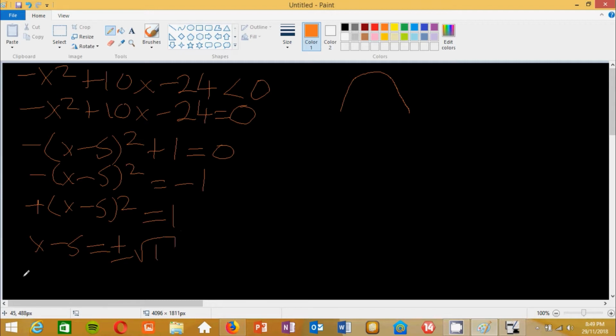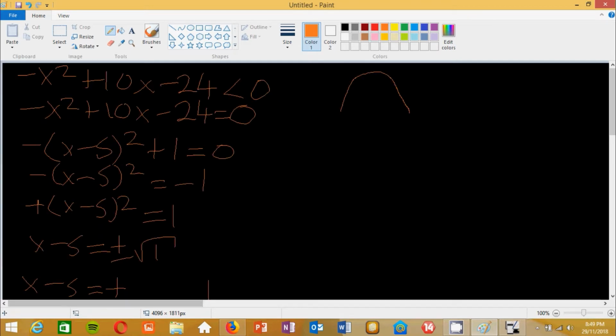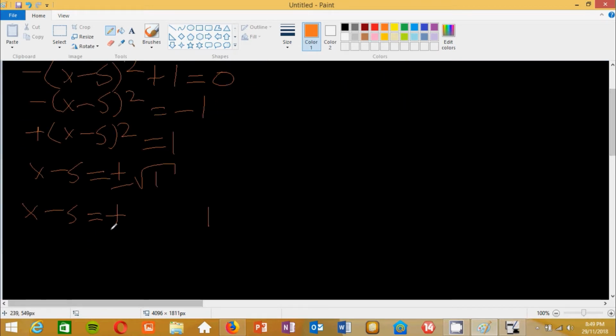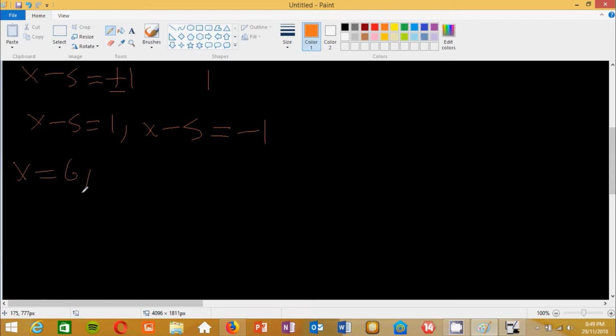Which just implies that x minus 5 is equal to plus or minus 1. Why? Because the square root of 1 is just 1. So in other words, x minus 5 is going to be equal to 1, and x minus 5 is going to be equal to negative 1. So x is equal to 6, and x is equal to 4.